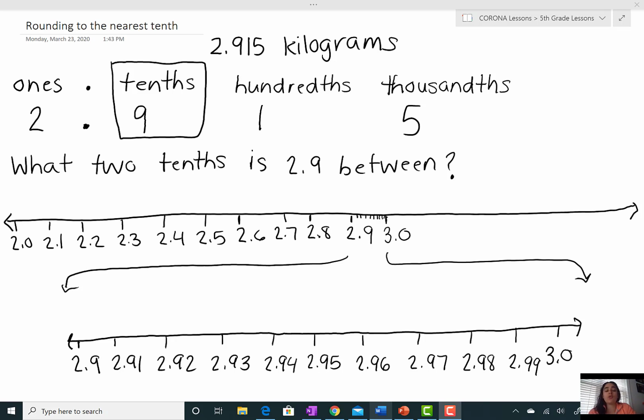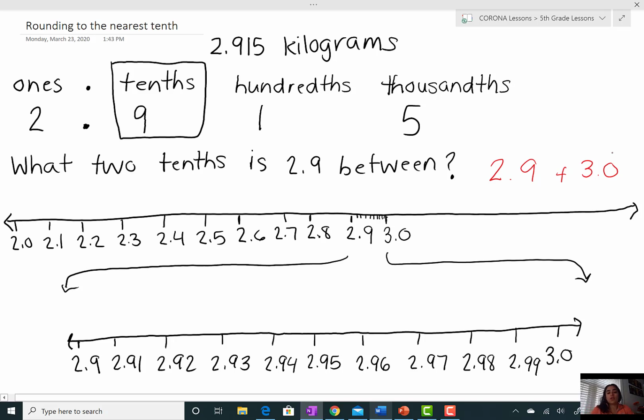So what I did was I started to count out by tenths, starting at 2 wholes. So I have 2 and 1 tenth, 2 and 2 tenths, 2 and 3 tenths, 2 and 4 tenths, 2 and 5 tenths, 2 and 6 tenths, 2 and 7 tenths, 2 and 8 tenths, 2 and 9 tenths. Then it got tricky. I had to think about what was the next tenth. So I realized it was 3 wholes because once I get to 9, I have to move up to the next place value. So the 2 tenths that 2.9 is between are 2.9 and 3.0, or 3 wholes, okay?